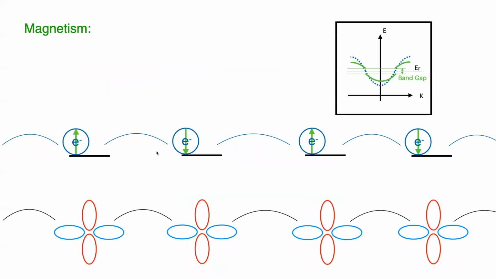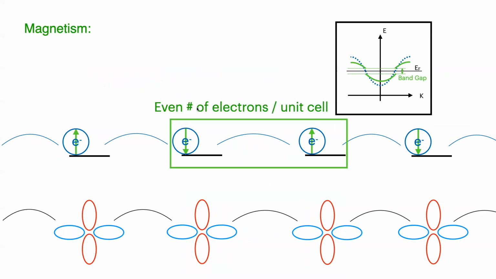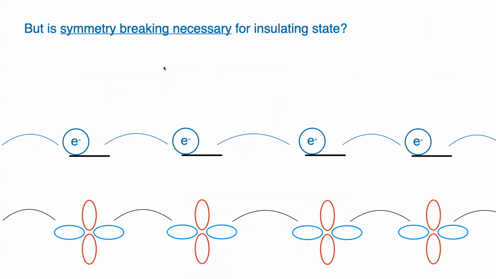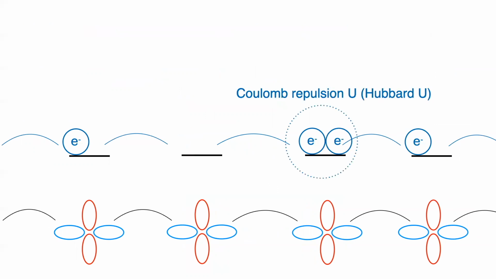So for example, you can have spin up, spin down, alternating. And again, you can think of this as an even number of electrons per unit cell. So this is now the unit cell. And this gap is filled, and this band is filled, and this one is empty. But one question is whether symmetry breaking is necessary to actually reach an insulating state. And the answer, intuitively is no, because at some point it just becomes too expensive for the electrons to hop.